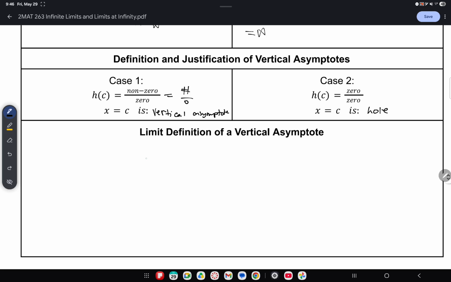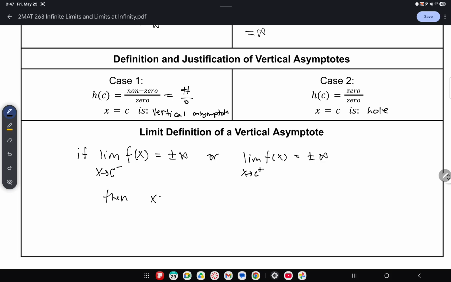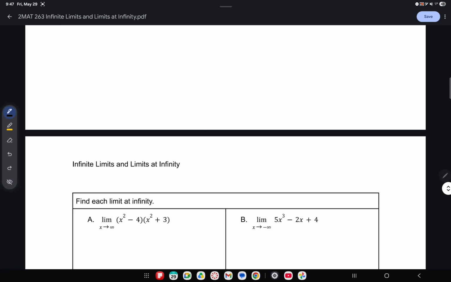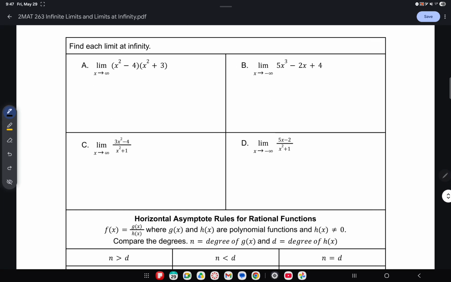All right, so the limit definition of a vertical asymptote. If the limit as x approaches c from the left of the function goes off to either of the infinities, or the limit as x approaches c from the right of the function goes off to either of the infinities, then x equals c is a vertical asymptote. Right? So let's find some.